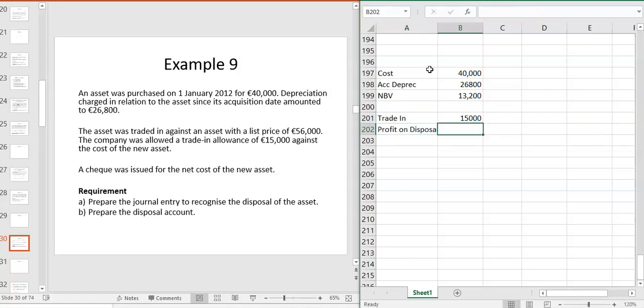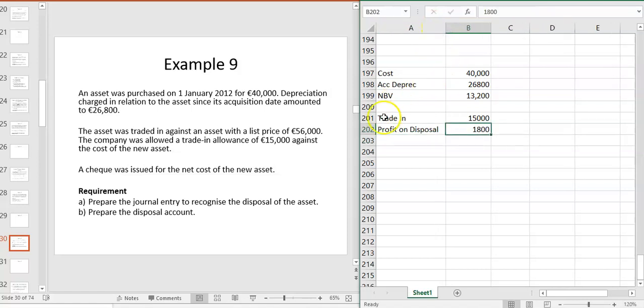It's still a disposal and you're making a profit of 1.8 because you're now not comparing to this is proceeds. It's just not in the form of cash. It's in the form of a trade-in allowance. So the debit will be slightly different. Calculations are still the same.